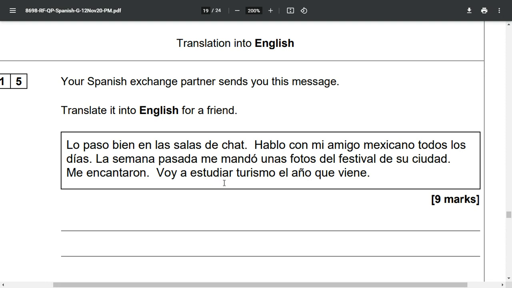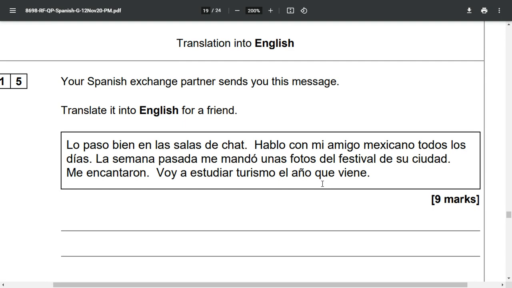Voy a estudiar turismo el año que viene. So hopefully we recognize this time phrase, el año que viene, next year, which will allow us to put together, we'll recognize study as it's next year. You know it's going to be a future phrase. You might be able to work out what sort of thing would be studied by turismo. So I'm going to study tourism next year.